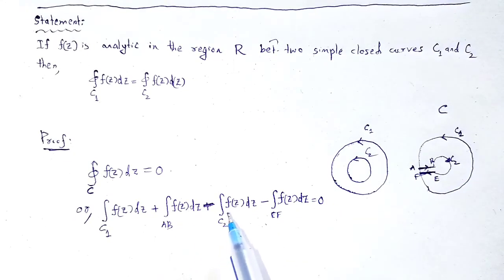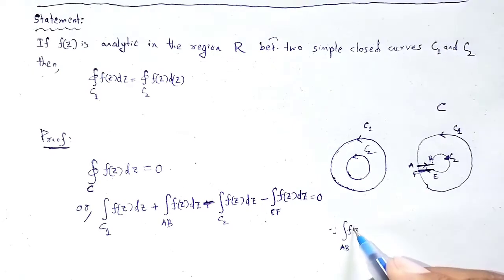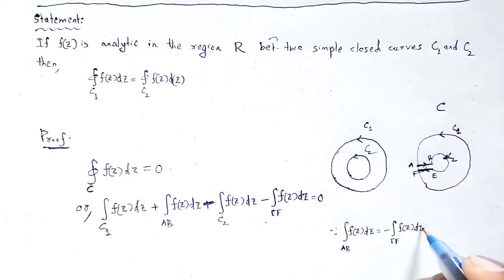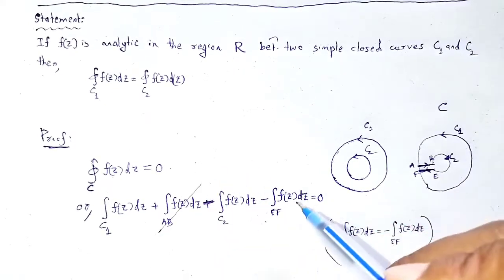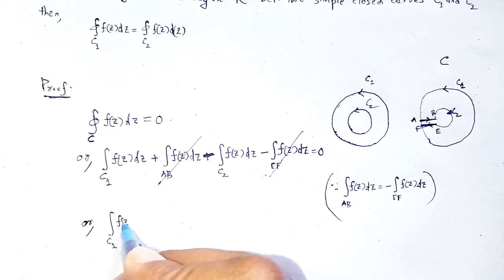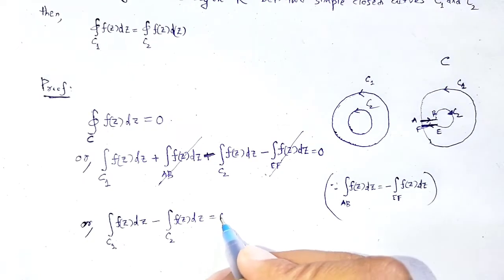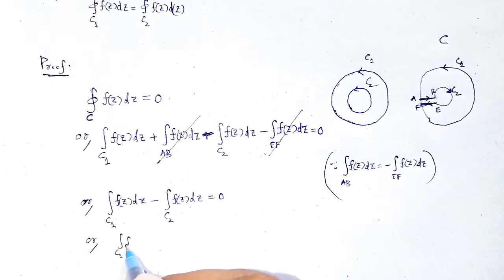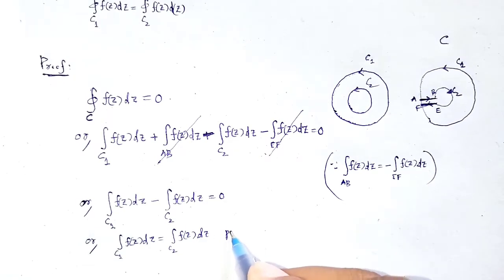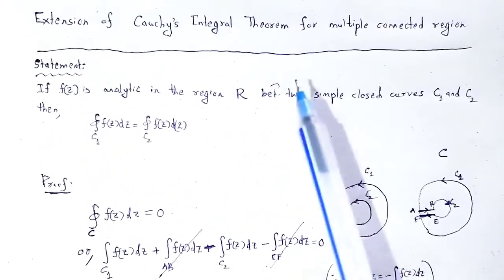Here integration over AB of f of z dz is the same as negative of integration over EF of f of z dz. These two cancel each other. We have integral over C1 of f of z dz minus integral over C2 of f of z dz is equal to 0, or integral over C1 of f of z dz is equal to integral over C2 of f of z dz. Which one is proved? That is the extension of Cauchy's theorem or Cauchy's integral theorem.